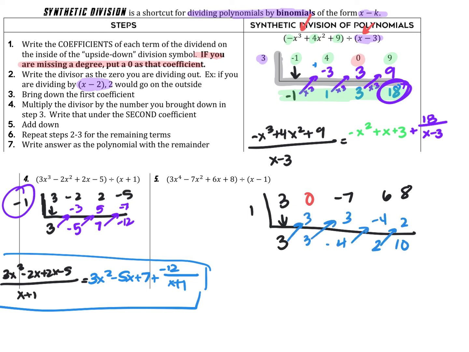Now I'm going to rewrite the original statement I was dividing with my answer, which is now going to be a degree 3 because this was a degree 4. And there I have my final answer with my remainder.